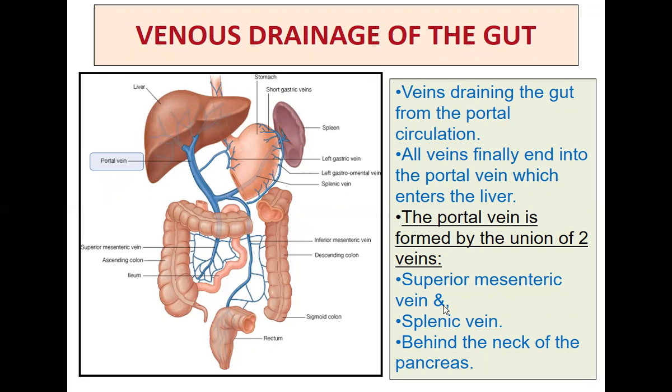So the portal vein is formed by the superior mesenteric vein as well as the splenic vein behind the neck of the pancreas. If you want to trace the portal vein, as in portal hypertension and other conditions, you can trace it behind the neck of the pancreas. You'll study the relations again when you study the pancreas. At that time, you will see that the posterior relation of the neck of the pancreas is the portal vein. Very important relation.